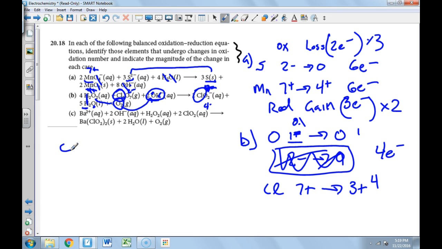Let's take a look at C. Again, here is oxygen, and oxygen is present in all of these crazy things. Some oxygen is going to change oxidation states, others aren't. Here we're going to look at the funny oxygen, the peroxide. For question C, the peroxide oxygen atom is going from 1- to 0. That's what's being oxidized.